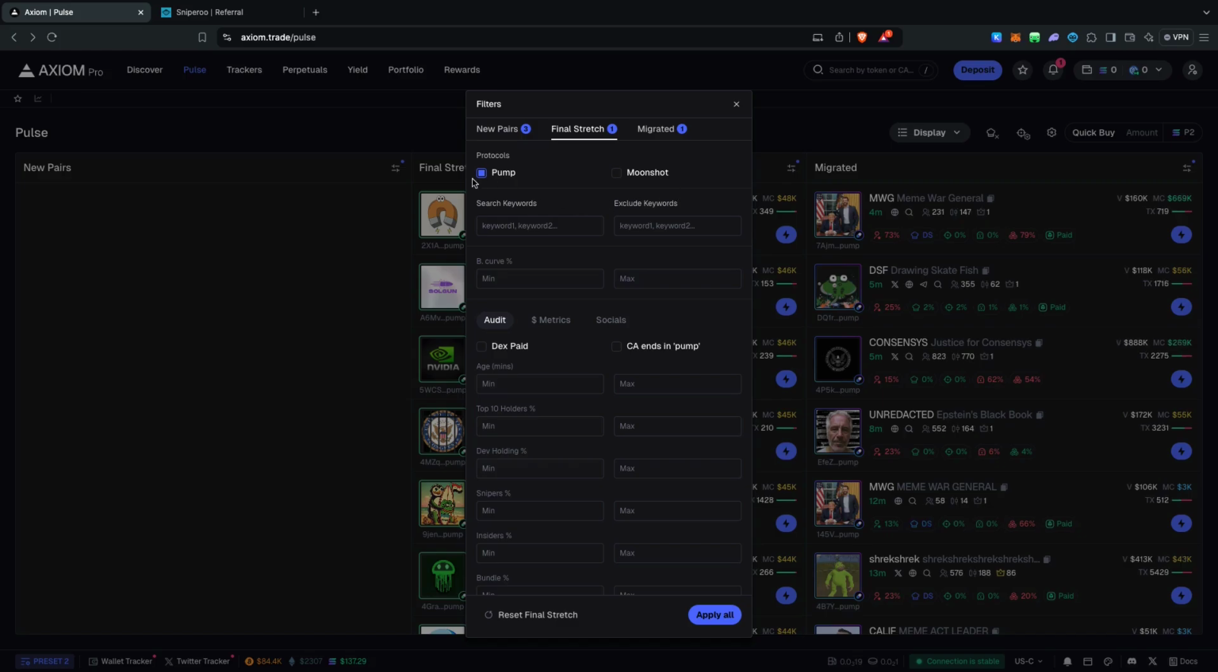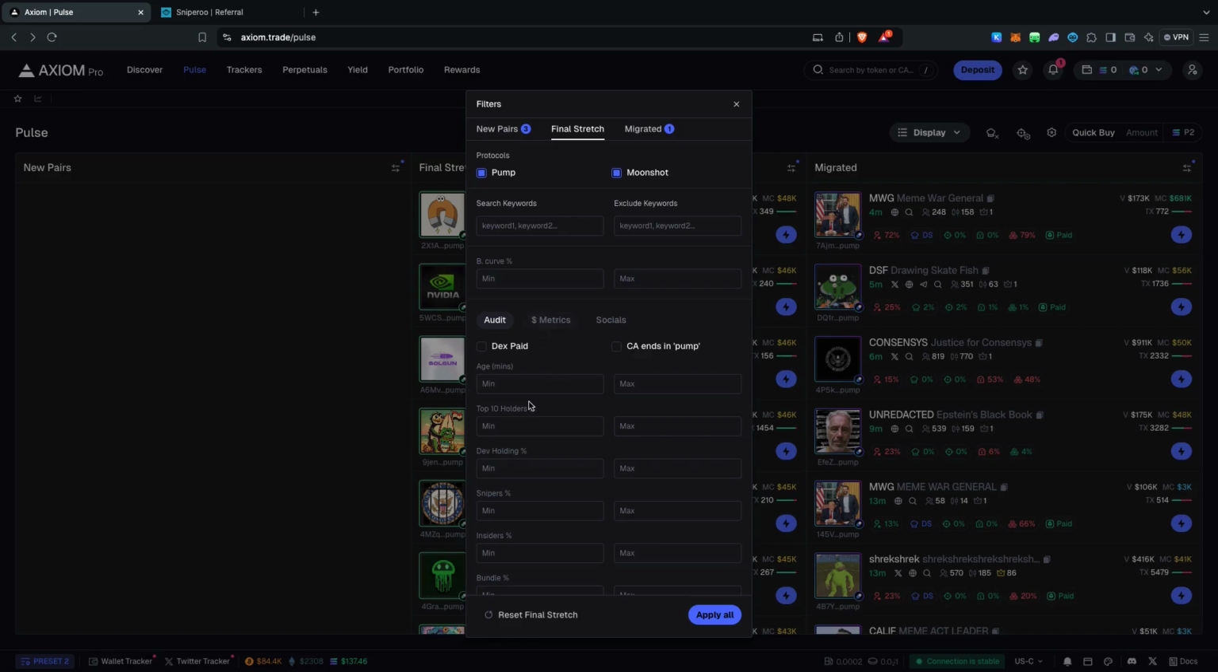So rule number one, always make sure you've got both protocols, pump and moonshot. So basically when you have both of them, you're going to be able to receive as much data, because there's a lot of people who are using pump fun and there's a lot of people who are using moonshot as well. So having both of them is going to allow you to have the maximum exposure to a lot of meme coins that you're going to have access to.